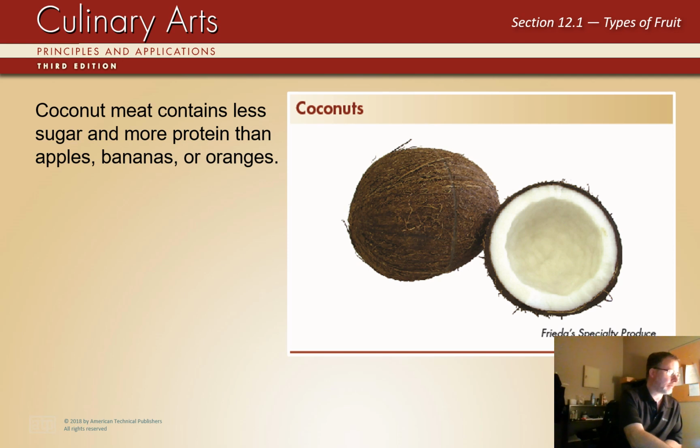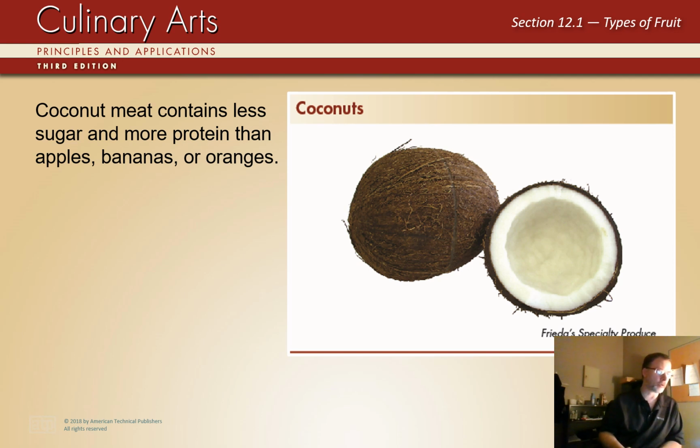It is actually a drupe also. It's also a good source of iron, phosphorus, and zinc. 90% of the fat in coconut is saturated. So you learned in nutrition between saturated and unsaturated fats.